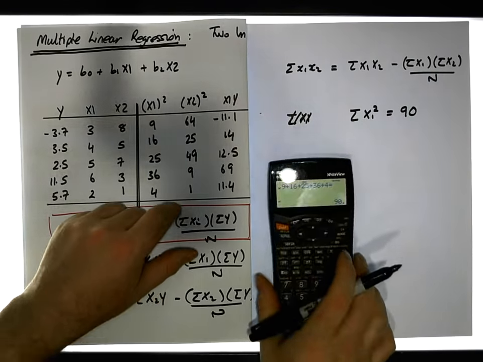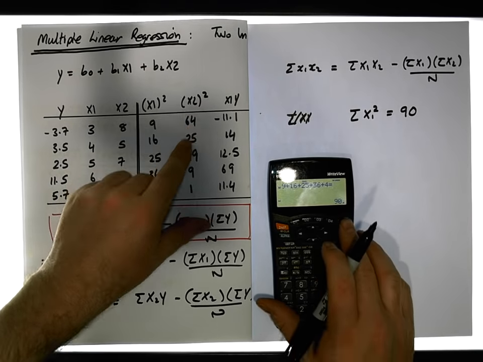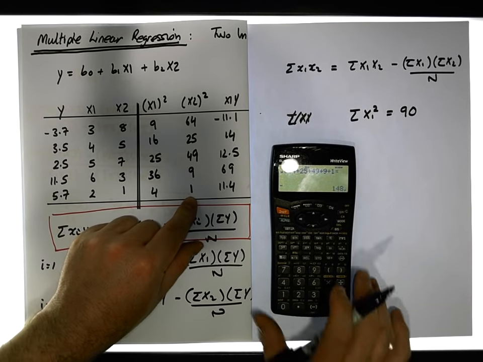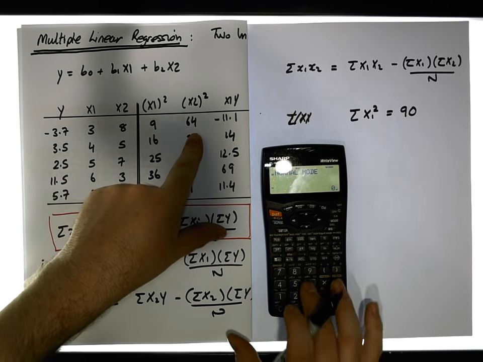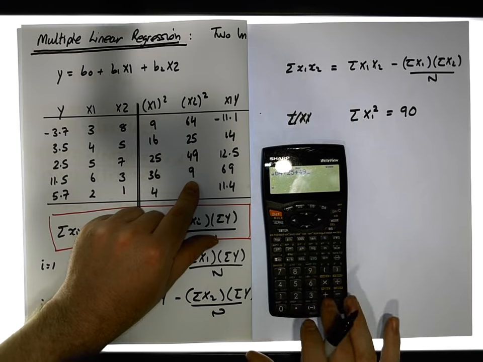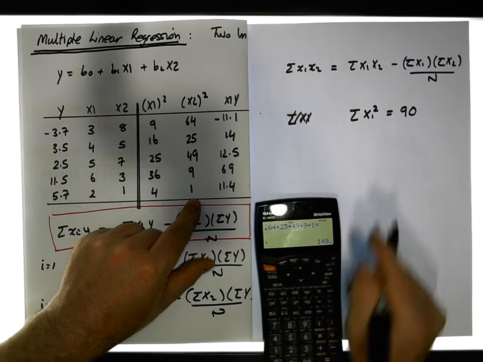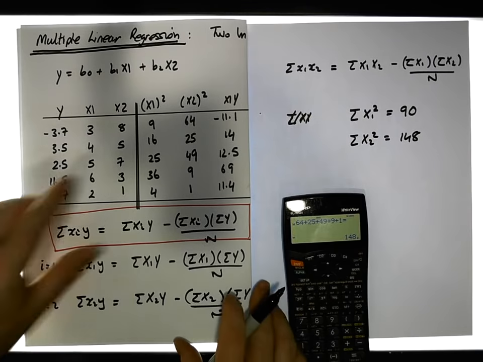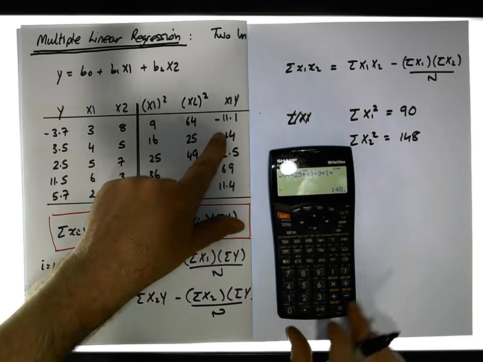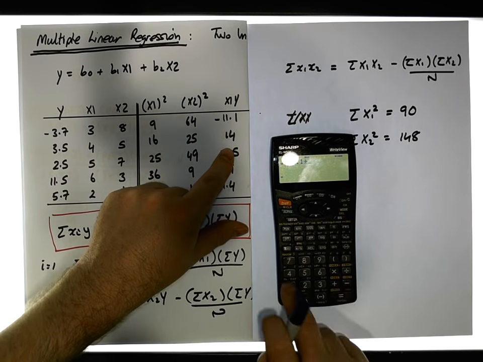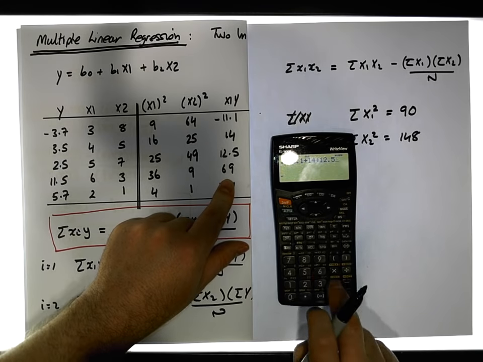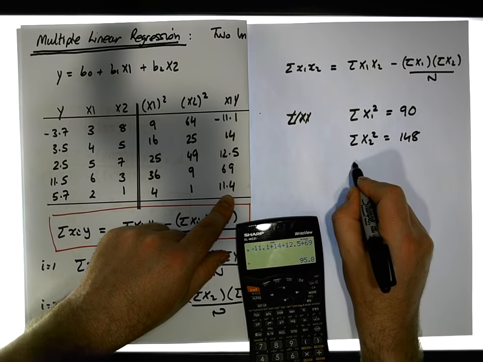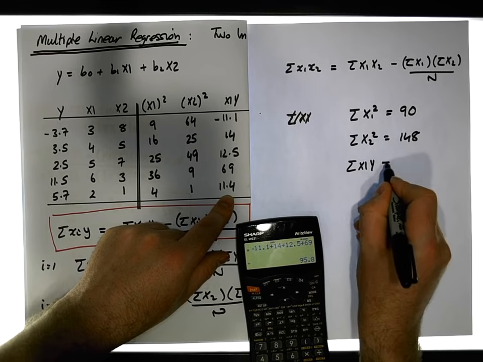Brilliant. And now the x2 squared values, the second independent variable squared, is 64 plus 25 plus 49 plus 9 plus 1. Gives a value of 148. Actually, let me just check that again. So we have 64 plus 25 plus 49 plus 9 plus 1 gives us 148. So the sum of the x2 squared values is 148. Okay? Let's do the cross product of the x1 and the y's. So we have minus 11.1 plus 14 plus 12.5 plus 69 plus 11.4 gives us a value of 95.8. So now the sum of the x1y values is equal to 95.8.